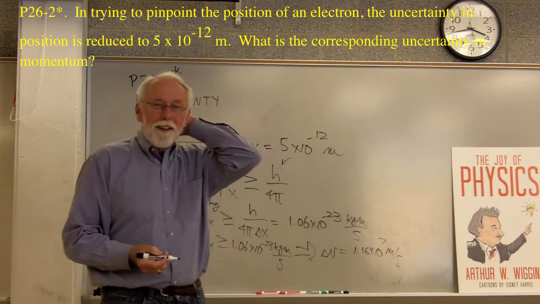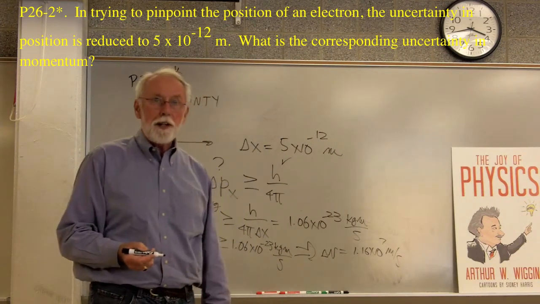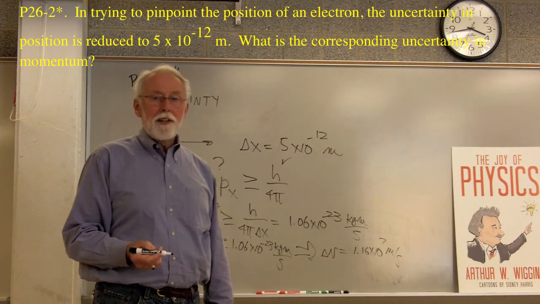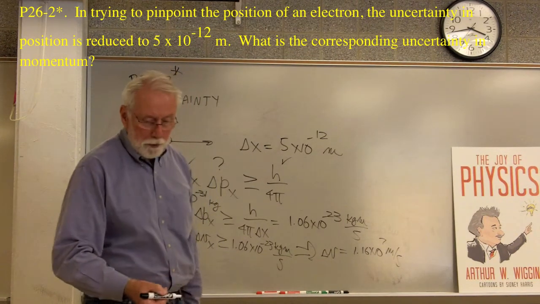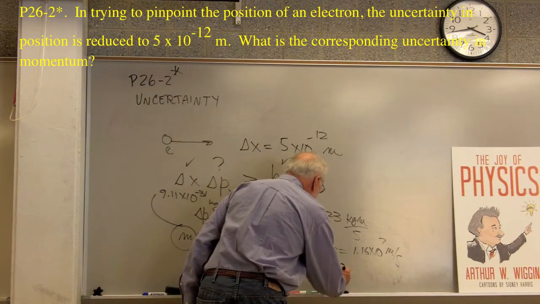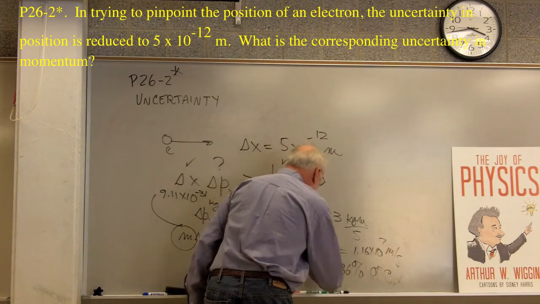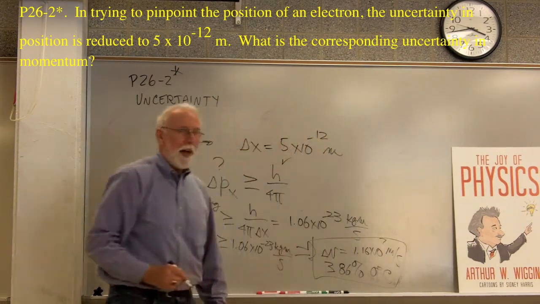Now we're somewhere. What's 1.16 times 10 to the 7? 10 to the 7 meters per second? Whoa, this is fast. The speed of light is 3 times 10 to the 8th meters per second, so this turns out to be 3.86% of the speed of light. That's the uncertainty in the velocity.